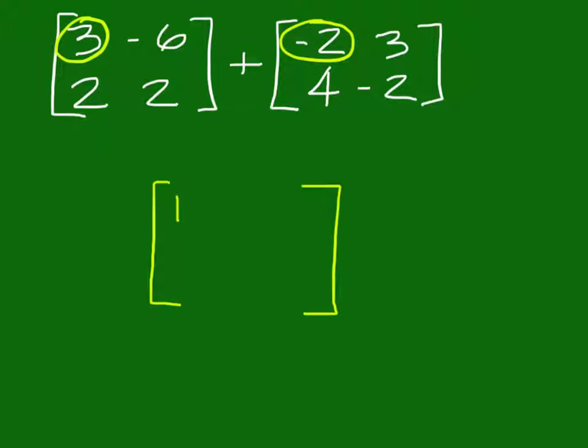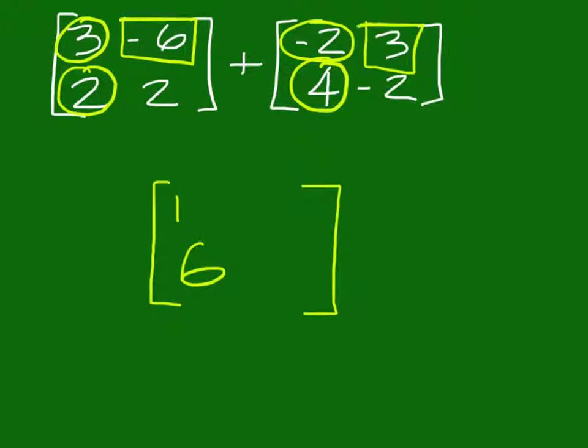Then, you can do these in any order, but I'll go here. So if I'm going to add 2 with something, what am I adding it with? 4. So 2 plus 4 is 6. And then up here, I'll put a box on this one. What do I add the negative 6 with? With 3. So negative 6 plus 3 would be negative 3. And then the last one, I'll put a triangle. 2 plus a negative 2 is 0. So it goes in that spot.